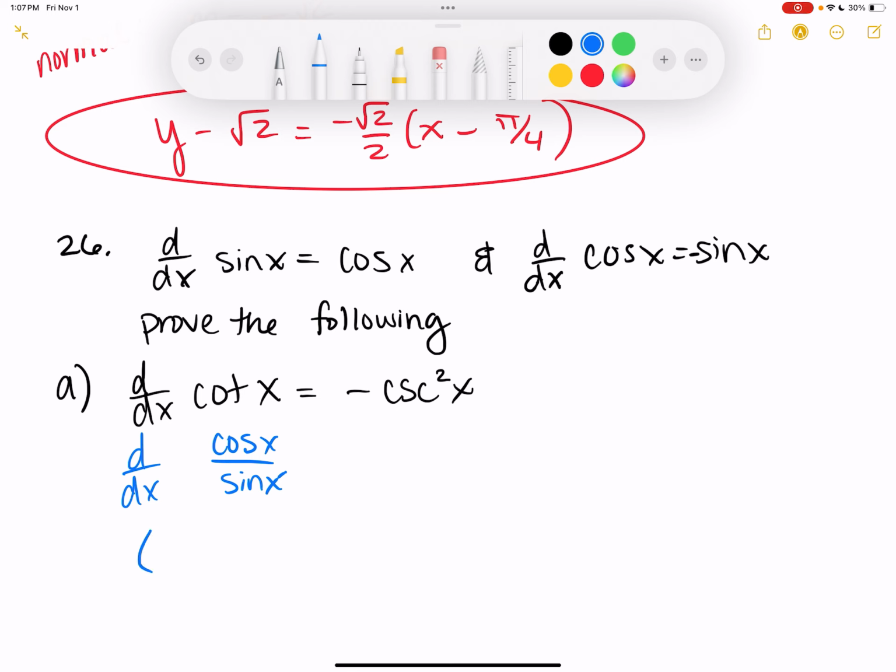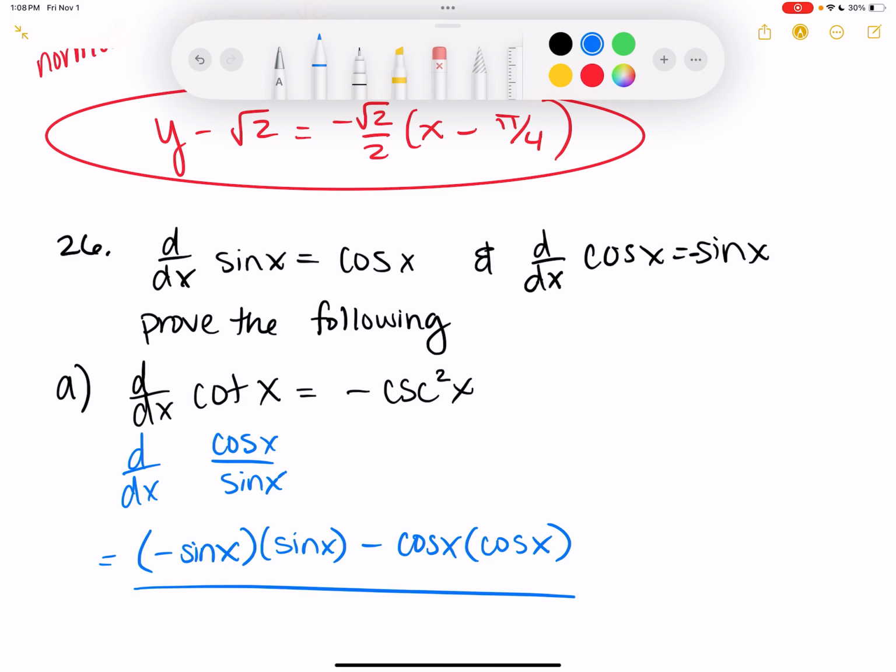I got this, Josh. Take your time, Virginia. Negative sine of x times sine of x minus cosine of x times, isn't it cosine of x over sine squared of x?